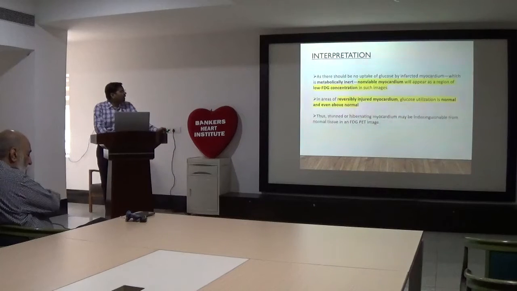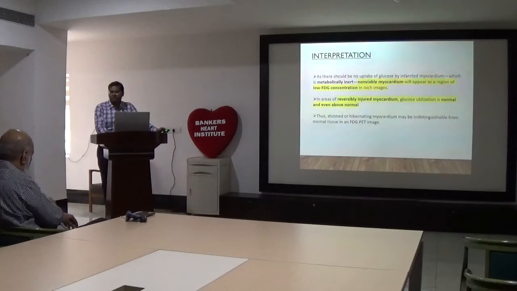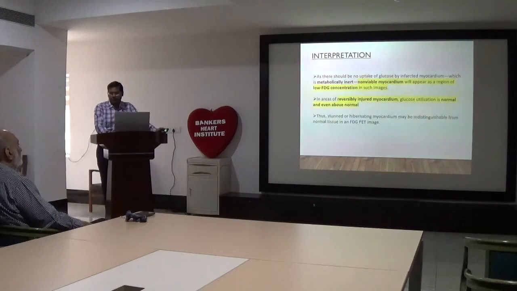Now, non-viable myocardium will appear as a region of low FDG concentration. Reversible injured myocardium may have normal glucose utilization or above normal. Reversible injured means myocardium with hypoxia but still viable. They have above normal or normal FDG uptake, but the non-viable myocardium has a low FDG concentration.